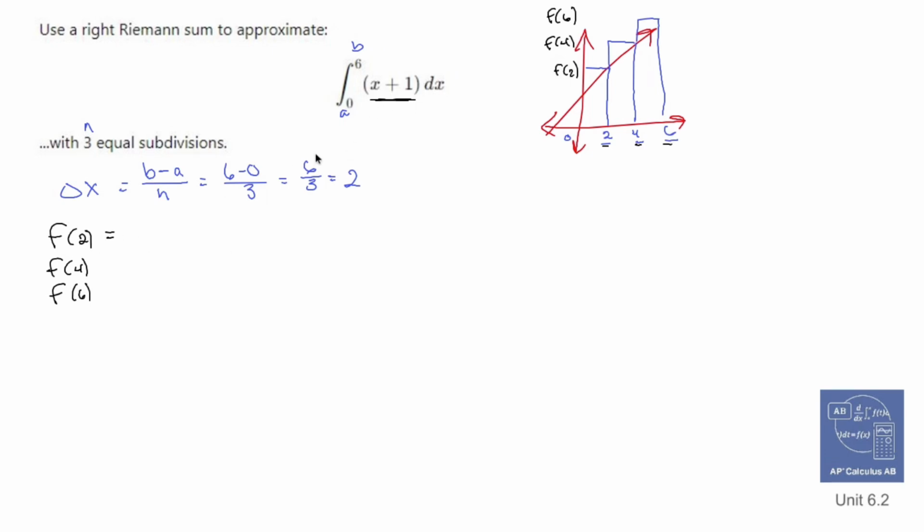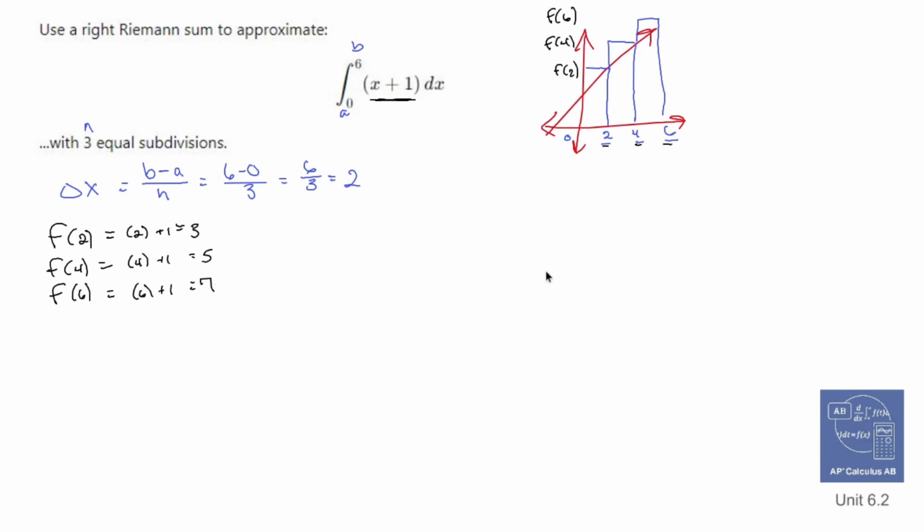So f of 2, and this is very friendly, f of 2 is going to be x plus 1, so 2 plus 1, which is 3. f of 4 is going to be 4 plus 1, which is 5. And f of 6 is going to be 6 plus 1, which is 7.